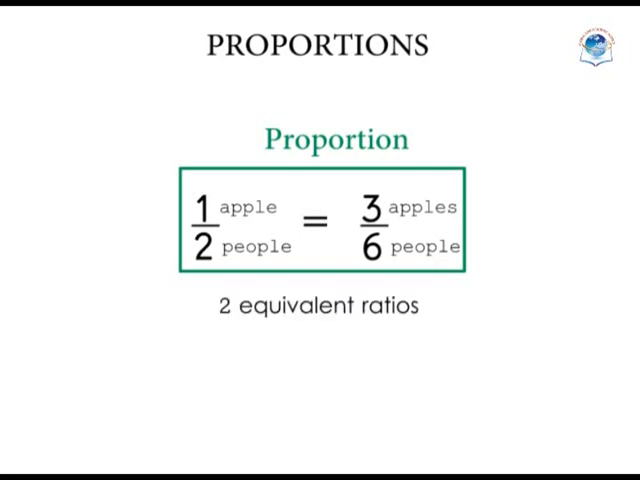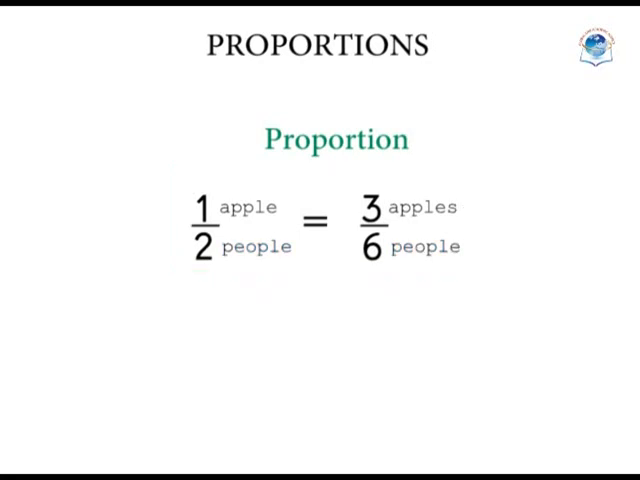One thing to remember, in order for 2 ratios to be equivalent, they not only have to have the same value, they also have to have the same units. That is, they must represent the same thing on top and the same thing on the bottom. This is a proportion because the top numbers are both for apples and the bottom numbers are both for people.